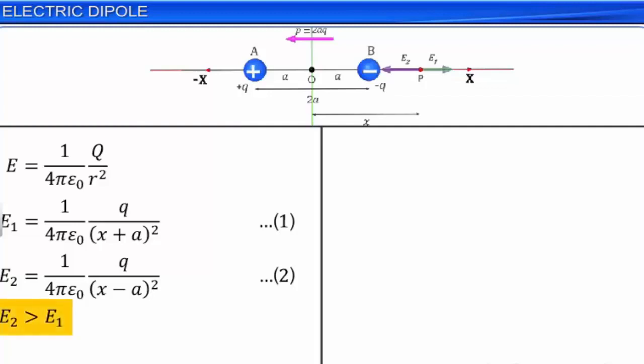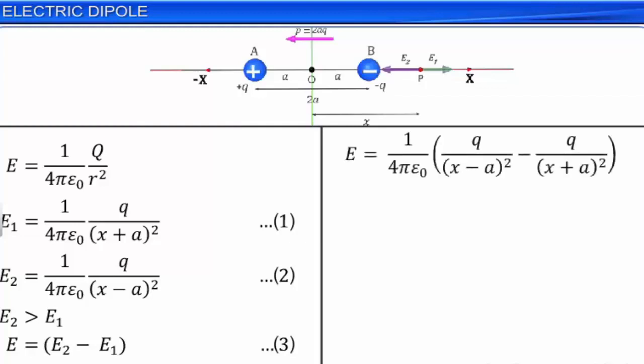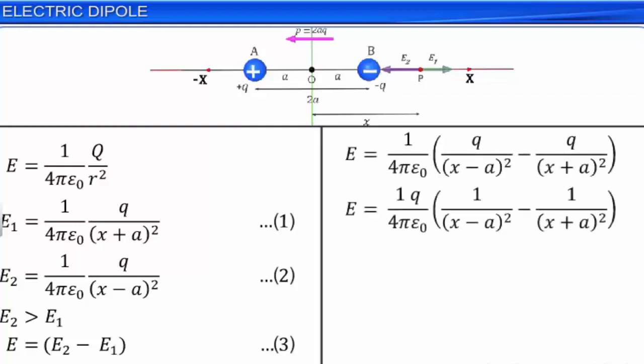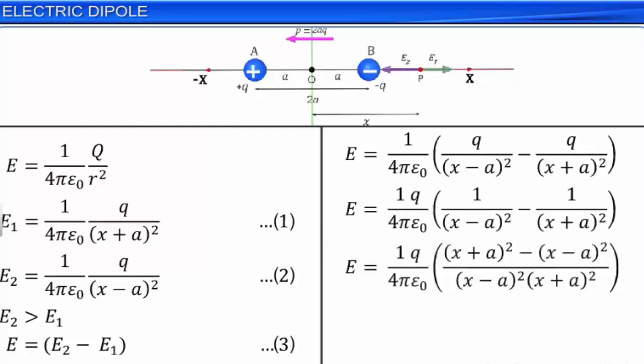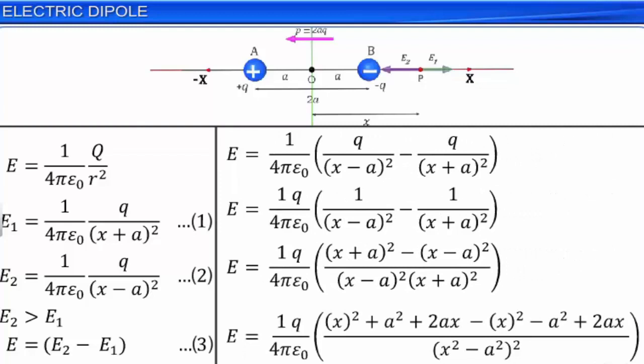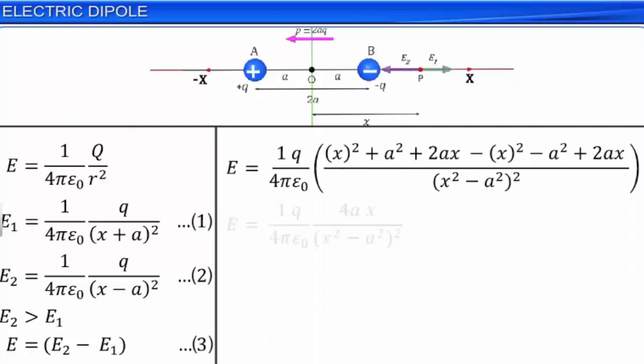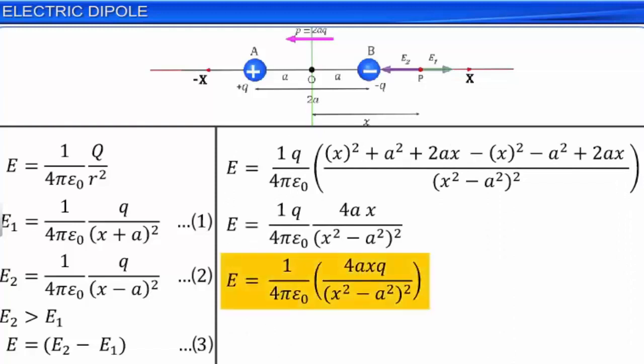Hence, the magnitude of the resultant electric field strength E at the point P is equal to E2 minus E1. Let this be equation 3. The direction of the resultant field strength at the point is in the direction of E2. Substituting the values of E2 and E1 and simplifying, we get the expression for the electric field strength E equal to 1 by 4 pi epsilon naught, 4aqx by (x squared minus a squared) squared. Let this be equation 4.